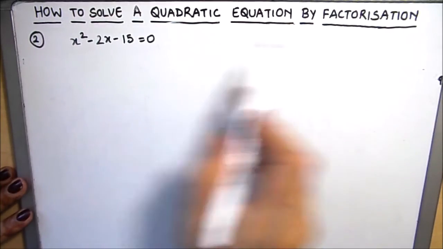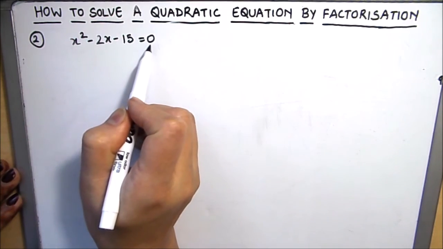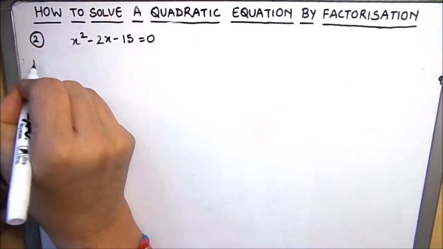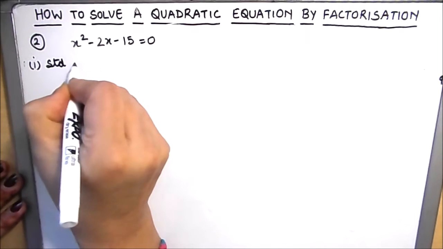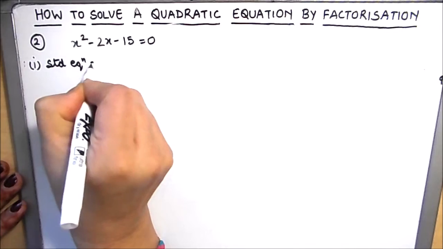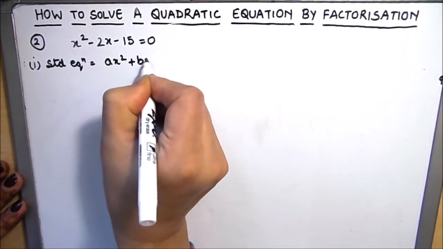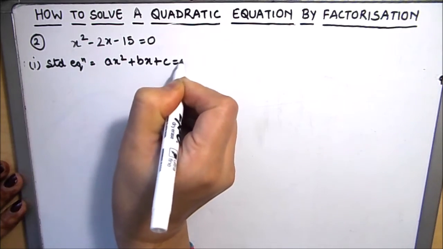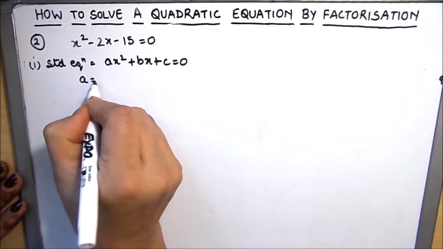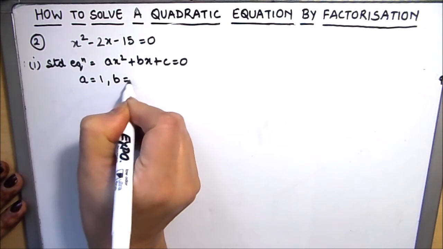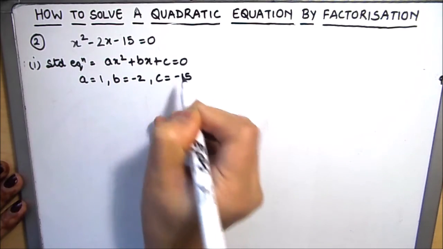Let's solve one more example here. x square minus 2x minus 15 is equal to 0. Our first step is to compare it with the standard equation, which is ax square plus bx plus c is equal to 0. From comparison we get a as 1, b is equal to minus 2 and c is equal to minus 15.